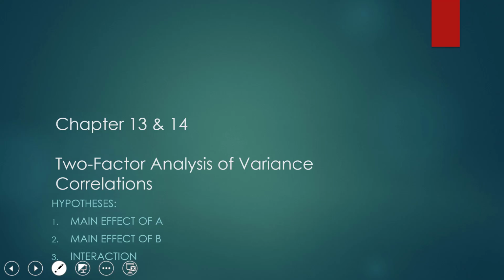This video will continue on with the two-factor analysis of variance, and in particular we'll discuss in this video the different hypotheses. So for a two-factor analysis of variance, we have three hypotheses, one for the main effect of A, one for the main effect of B, and one for the interaction.